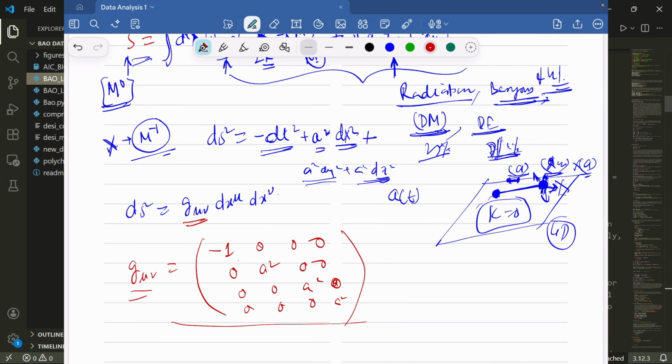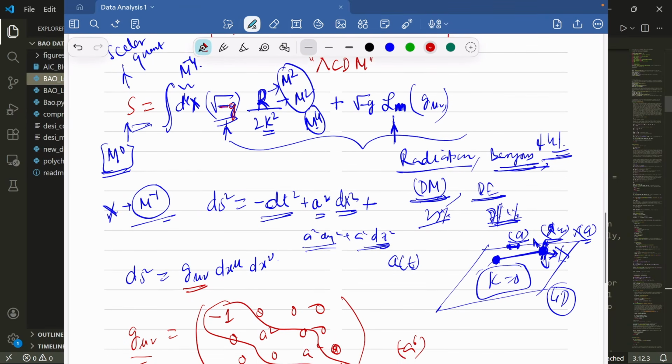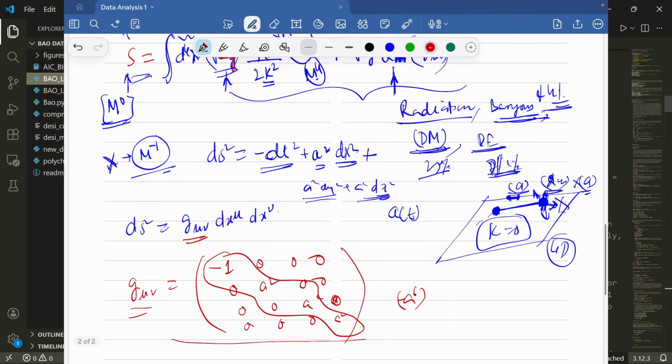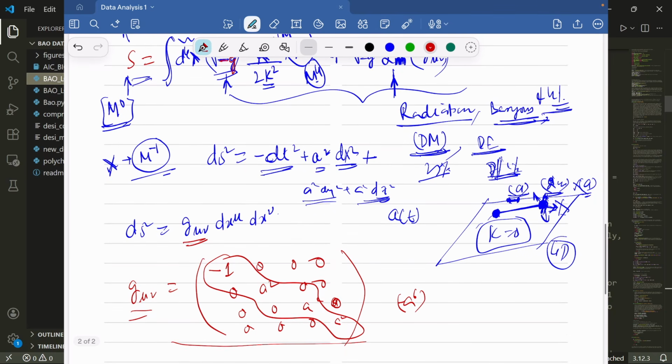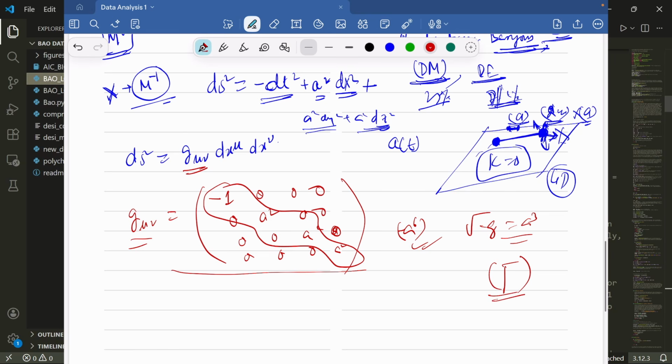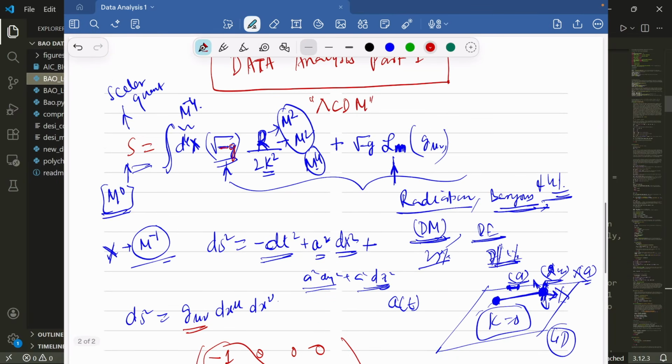If you take the determinant, you can simply multiply everything, and it becomes a to the power 6 with a negative sign. So the square root of minus g is going to be positive once you take the square root of the negative sign. So the square root of minus g is your a cubed. Based on this, we can compute our Christoffel symbols. From there I can compute my R, and then we can vary this action, delta S over delta g mu nu. It will give us our T mu nu.